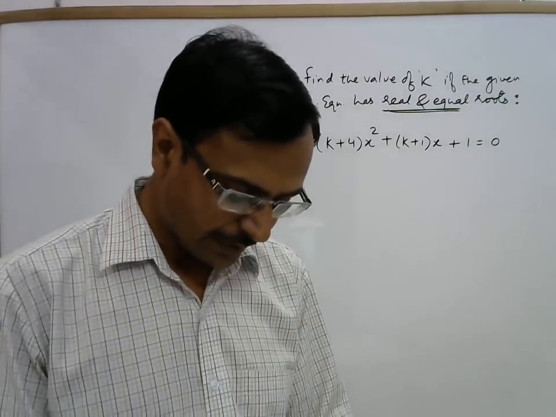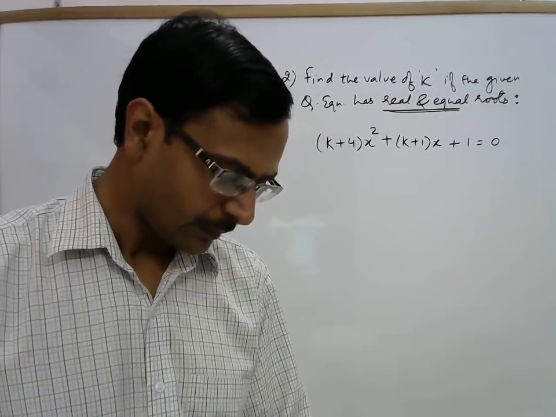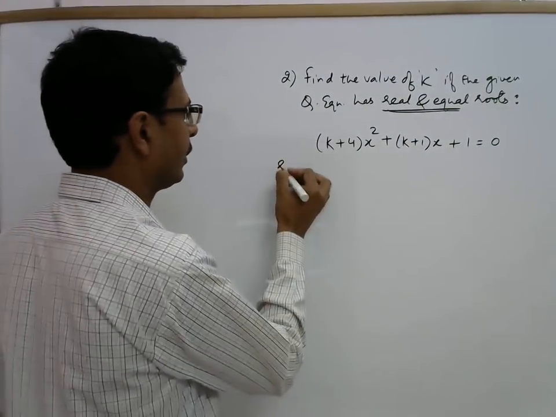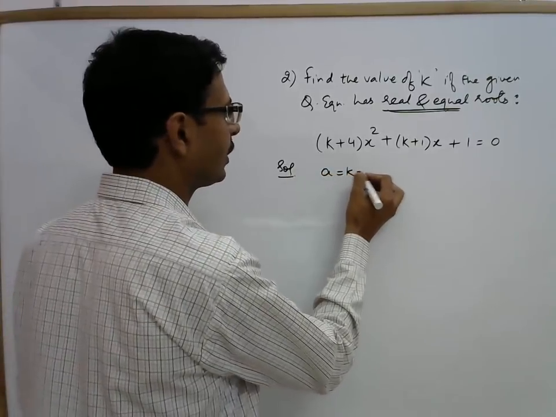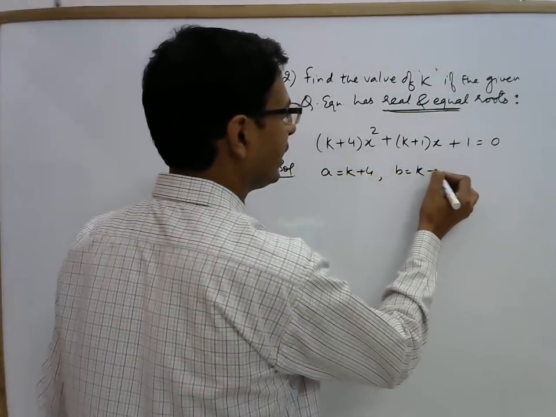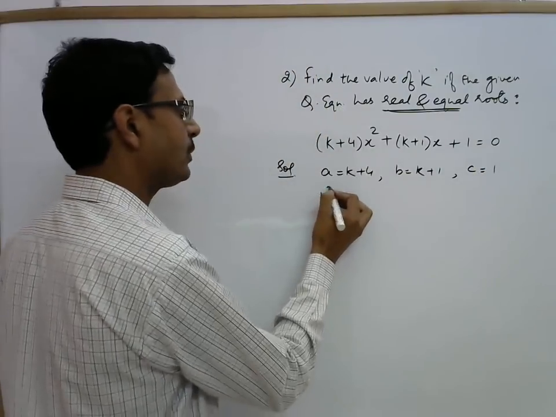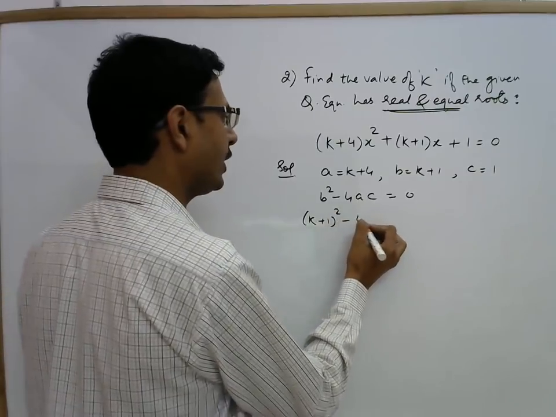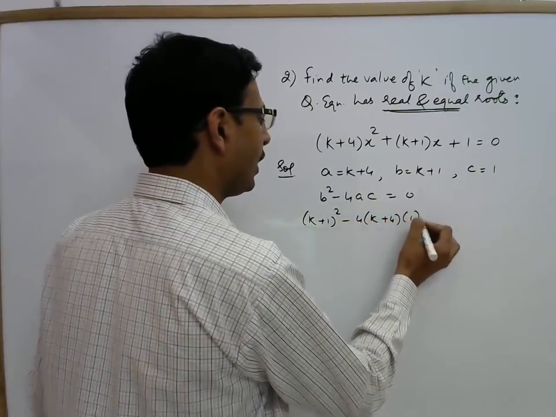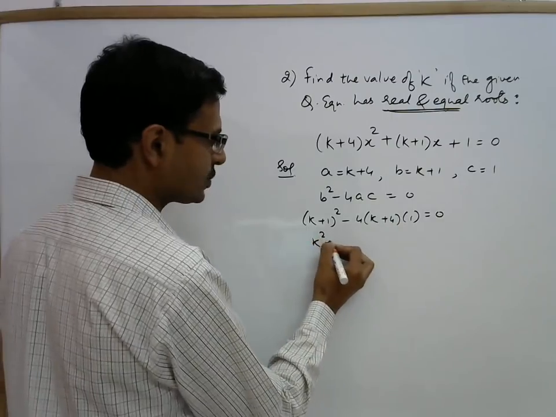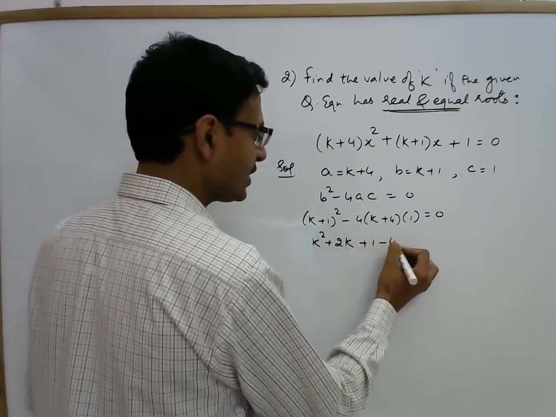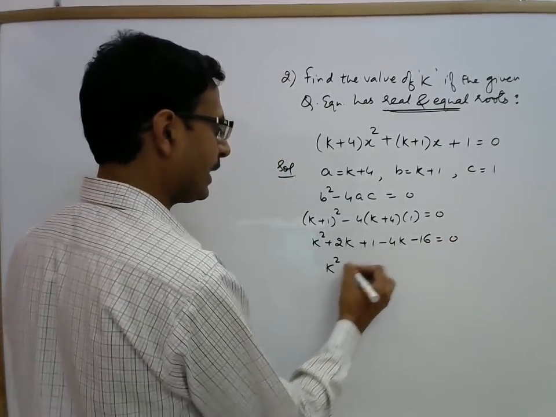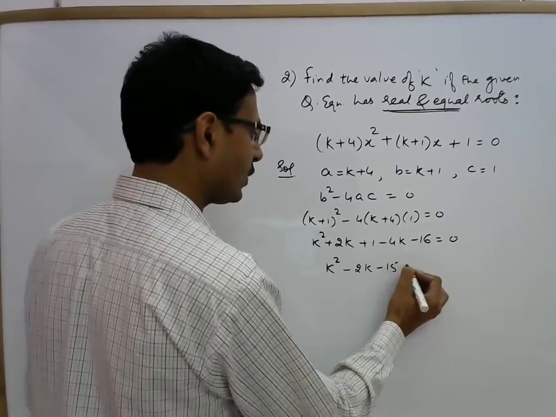Okay, let me just verify the solution of this one. See, here we have A as k plus 4, B as k plus 1, and C as 1. So if we put b square minus 4ac equal to 0, it becomes (k plus 1) whole square minus 4 into (k plus 4) into 1 equal to 0. So this is k square plus 2k plus 1 minus 4k minus 16 equal to 0. So we have a quadratic equation k square minus 2k minus 15 equal to 0.